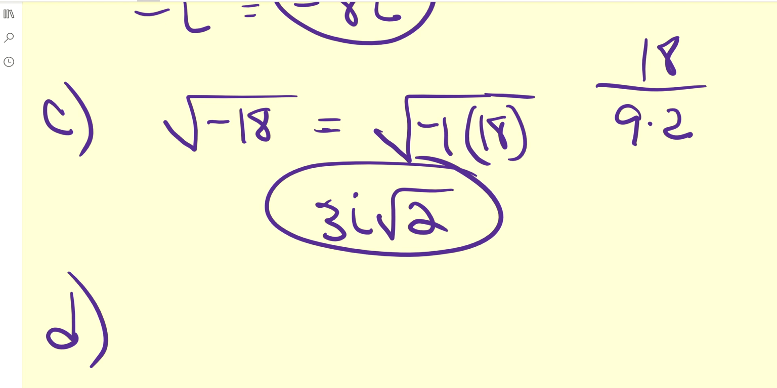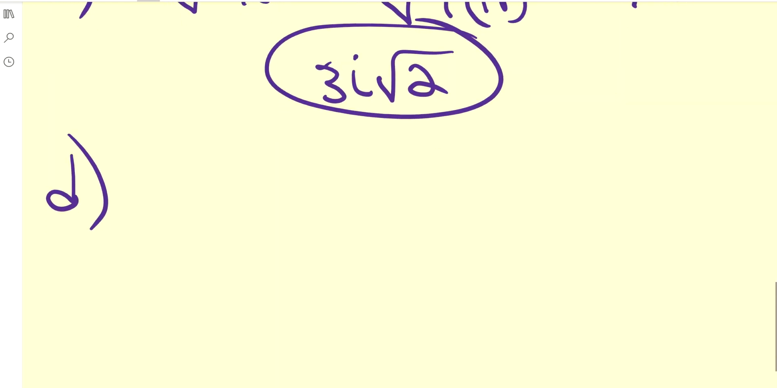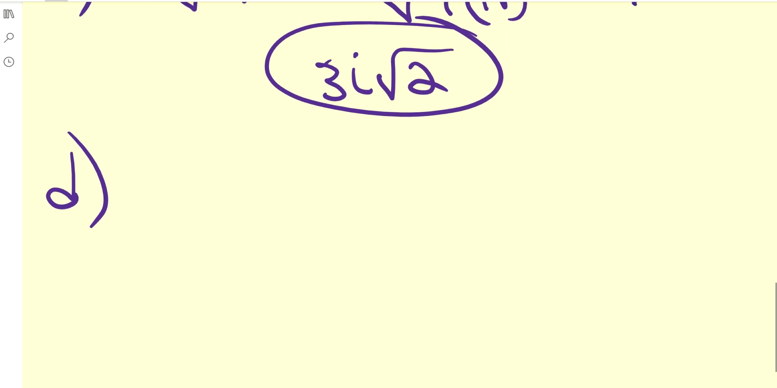D. How about D? Where'd D go? Negative square root of 19. Okay. Same thing.